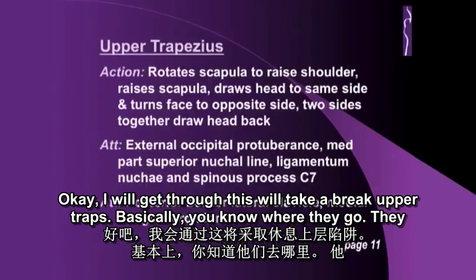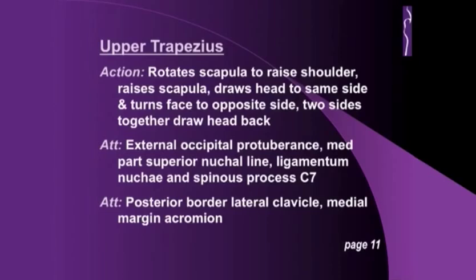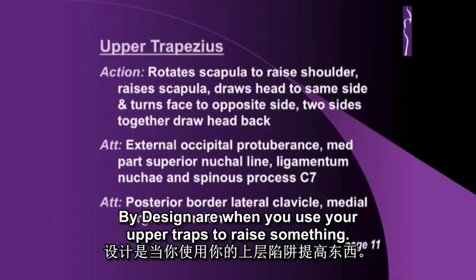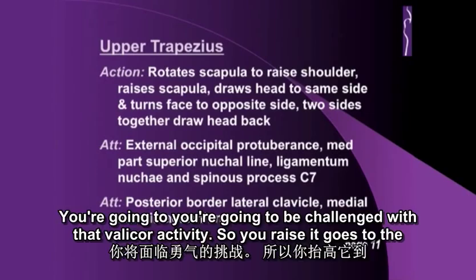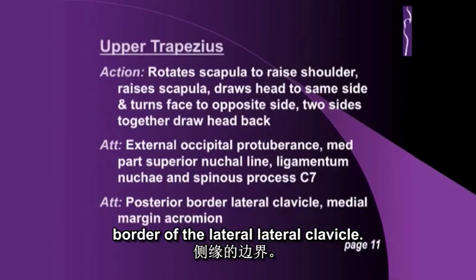We'll take a break. Upper traps, basically you know where they go. They raise. Can you circle that, page 11? How many times have you circled the word raise today? It's by design. When you use your upper traps to raise something, you're gonna be challenged with that ventilatory activity. So you raise it. It goes to the occiput, down to the lateral clavicle. Here's the thing that, could you underline this please, everybody? Border of the lateral clavicle.